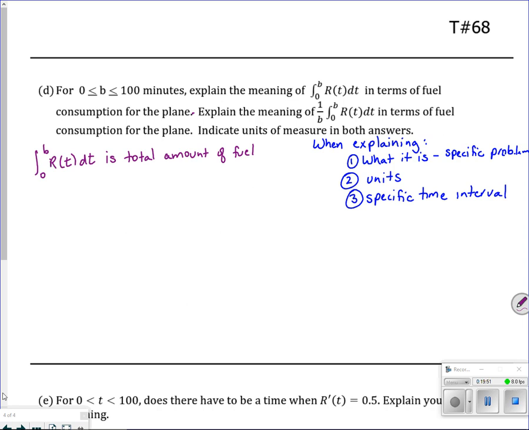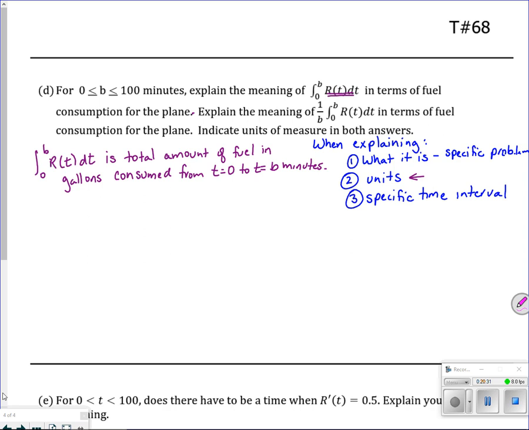Okay? Now, I'm going to kind of put that in there. It's the total amount of fuel in units. Remember we talked about if we did that we get gallons. So it's the total amount of fuel in gallons consumed in a specific time interval. Don't tell me in B minutes. From t equals 0 to t equals B minutes. You need to be specific with it.